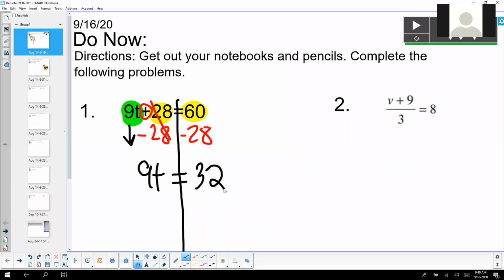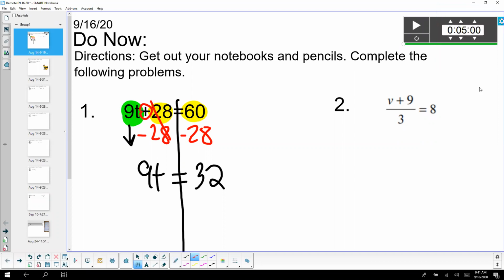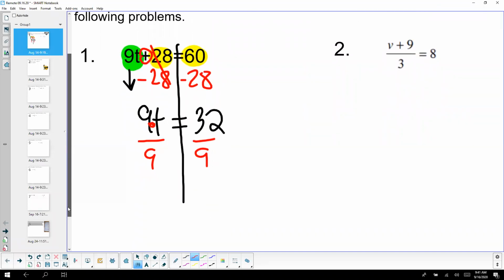Then we know when we've got a coefficient right next to a variable, they're being multiplied. So 9t is the same thing as 9 times t. So we're going to undo that. On both sides, we're going to use the opposite of multiplication, which is division. So I'm going to divide both sides by 9.